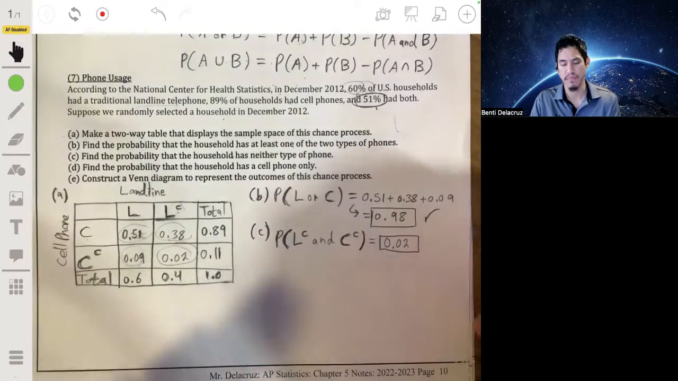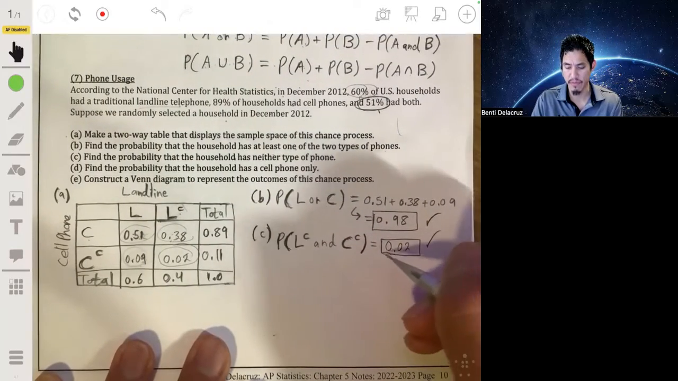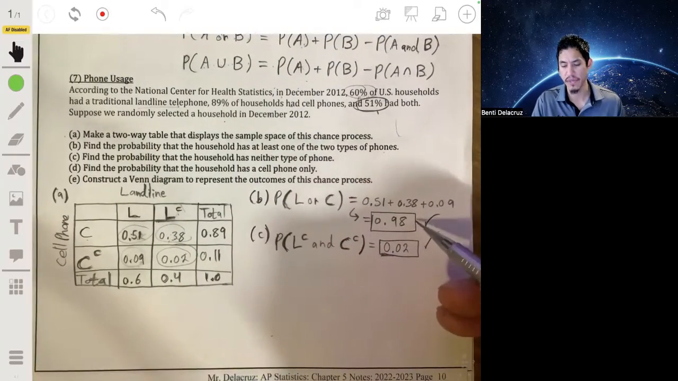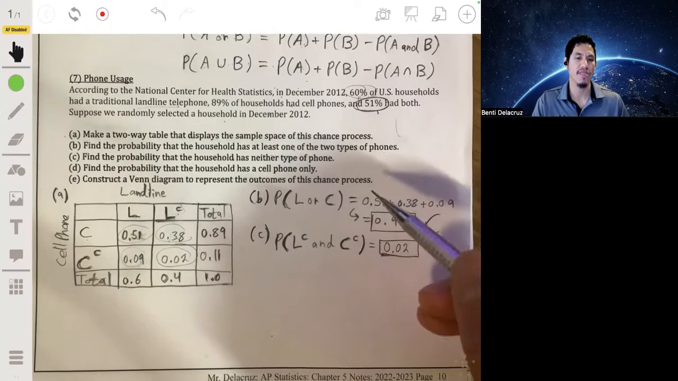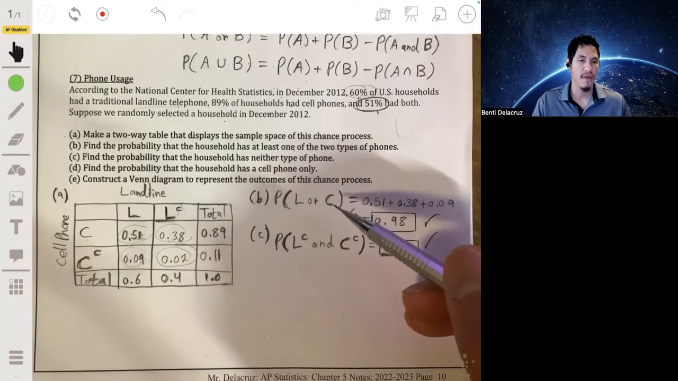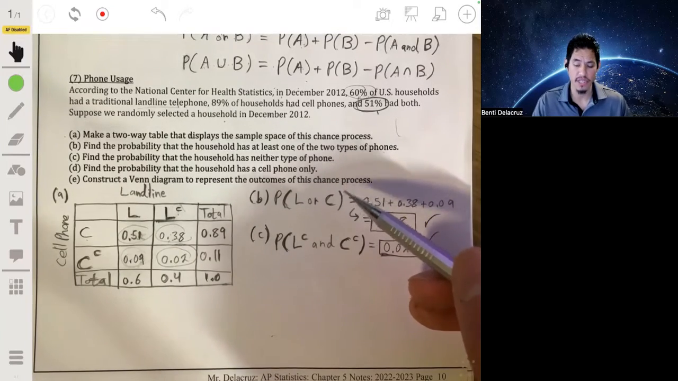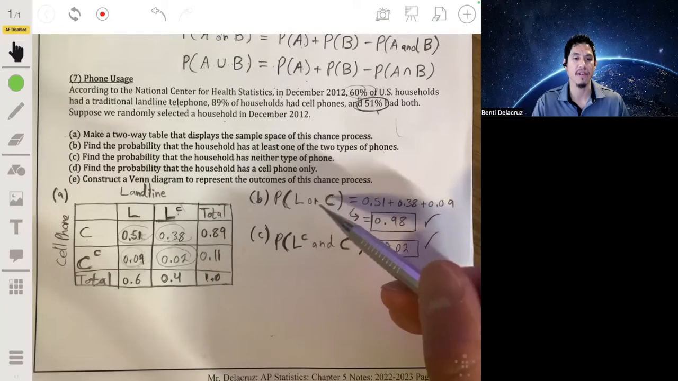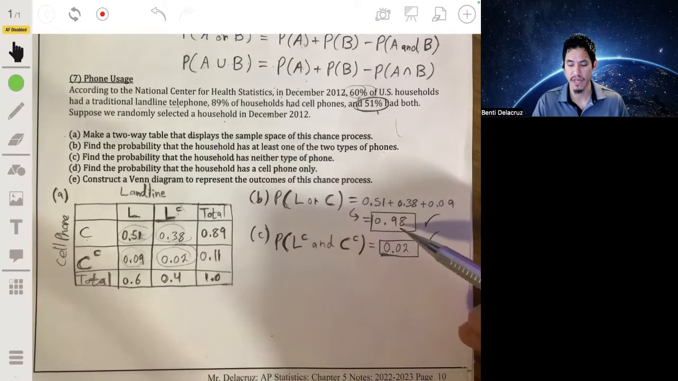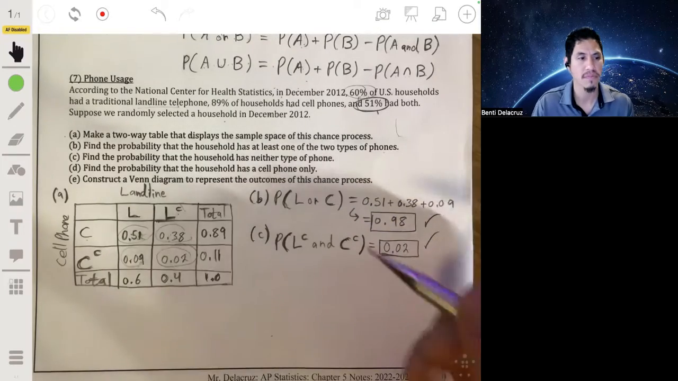And you probably could have reasoned this out logically from here, because if you don't have either a landline or a cell phone, it's basically the complement of having a landline or cell phone. Because 0.98 plus 0.02 is 1.